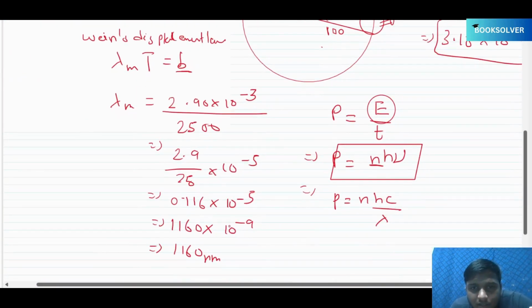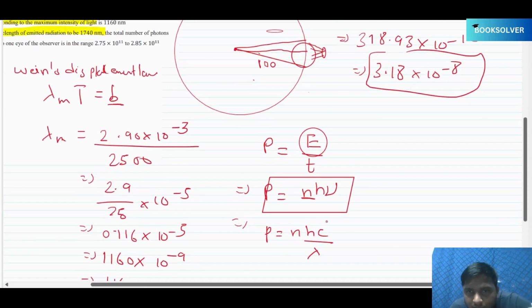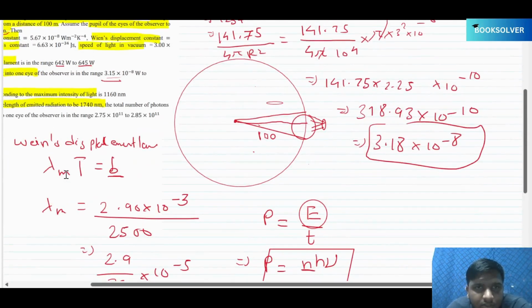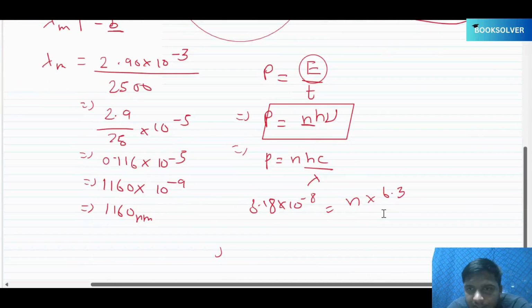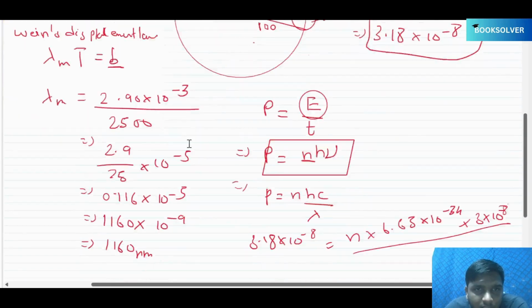For that we have to take the power which is entering the eye, and we will write the exact value, that is 3.18 into 10 to the power minus 8 is equal to n, which we have to find, times h, which is 6.63 into 10 to the power minus 34. Now the speed of light is 3 into 10 to the power 8, divided by lambda, which is given as 1740 nanometer.